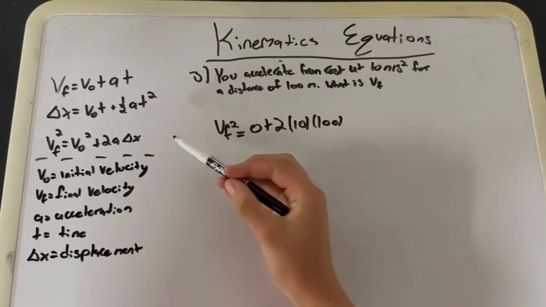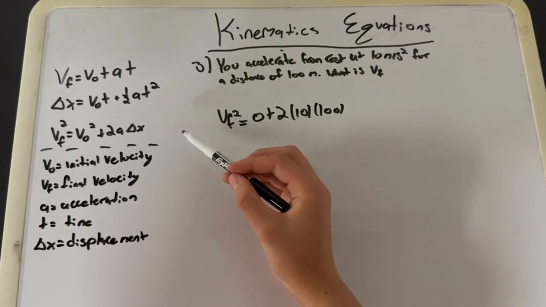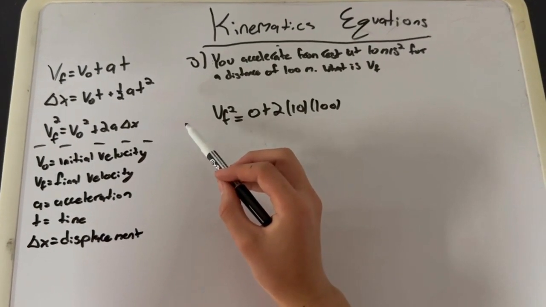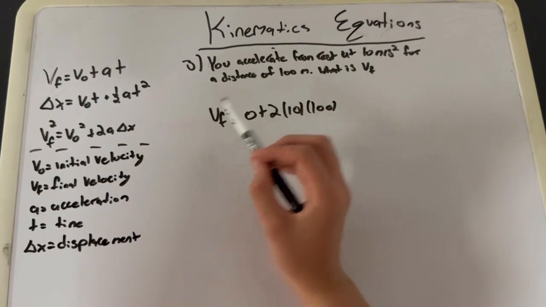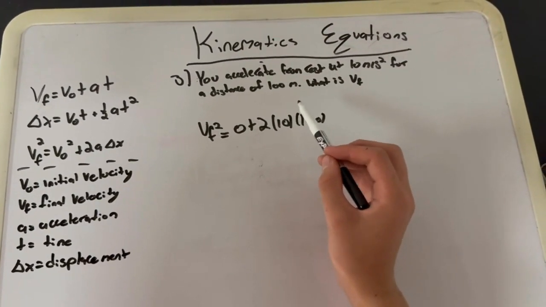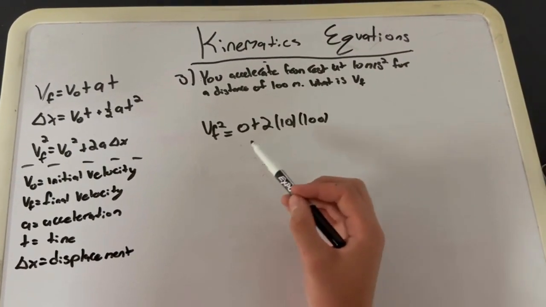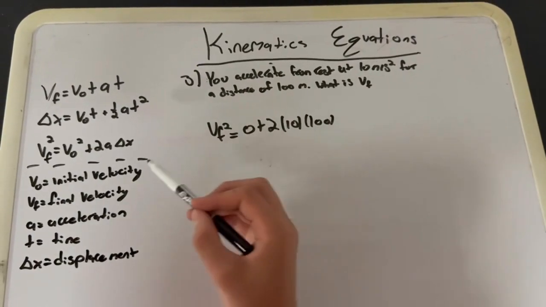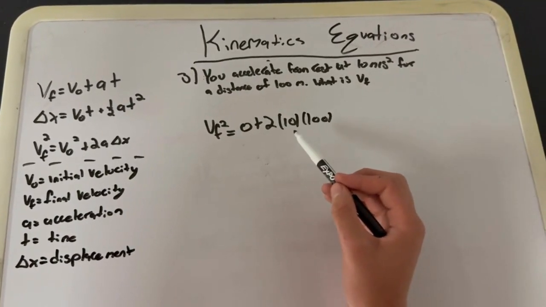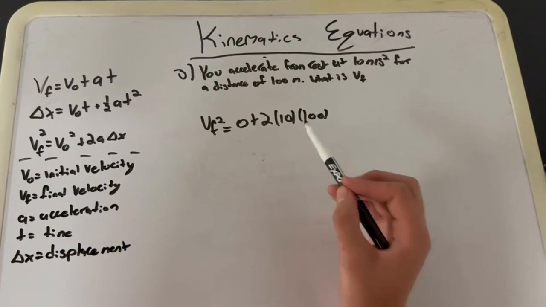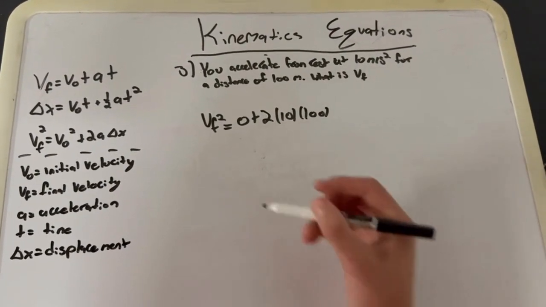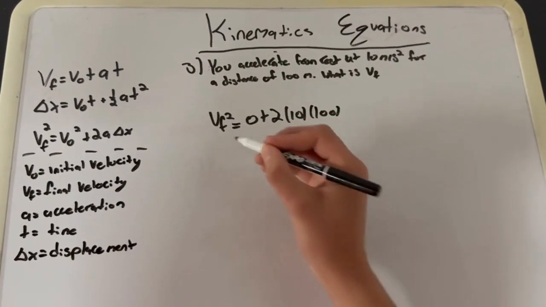In this last equation, it can be used to find the final velocity, but in the instance where the time is not given. So in this problem, you accelerate from rest, so that means the initial velocity would be 0, plus 2 from the equation times 10 meters per second squared for the acceleration and 100 meters for the displacement. So what you do is that you just solve the equation as is.